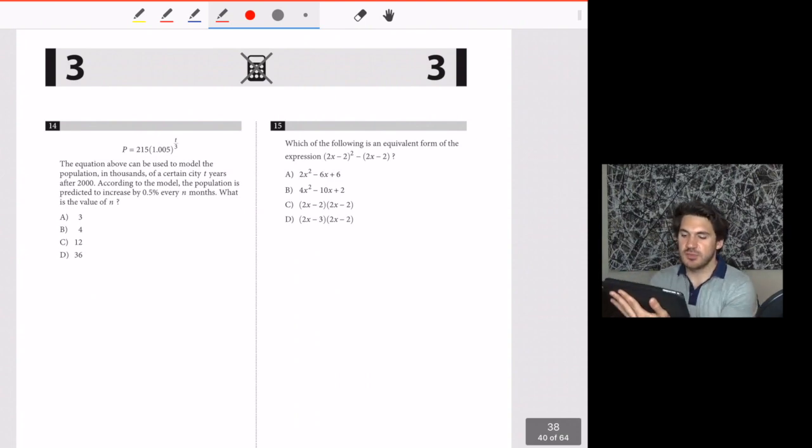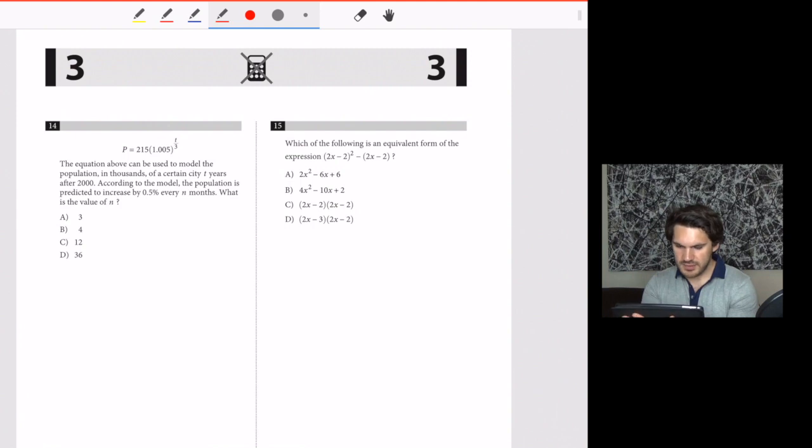Number 14, the equation above can be used to model the populations in thousands of a certain city T years after 2000. According to the model, the population is predicted to increase by 0.5% every n months. What is the value of n? Okay, 0.5% every n months. Well, this 0.5% is in the equation already.